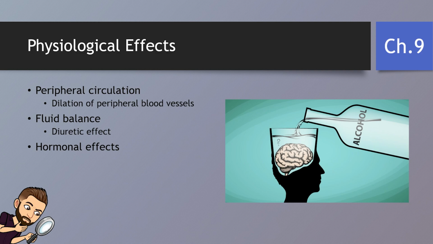It can also be tied to different hormonal effects. So chronic alcohol abusers tend to develop a variety of hormone-related disorders. Some examples are things like testicular atrophy, impotence in men specifically, and oftentimes impaired reproductive functioning in women as well.